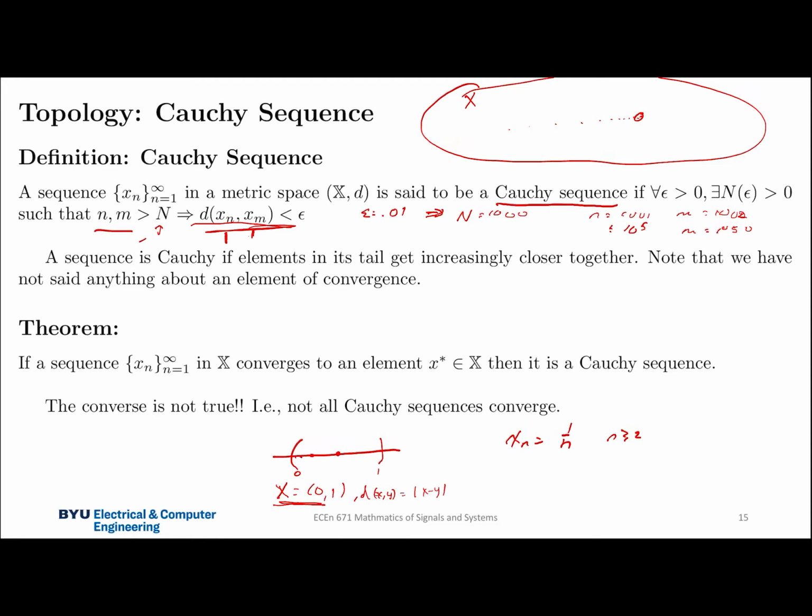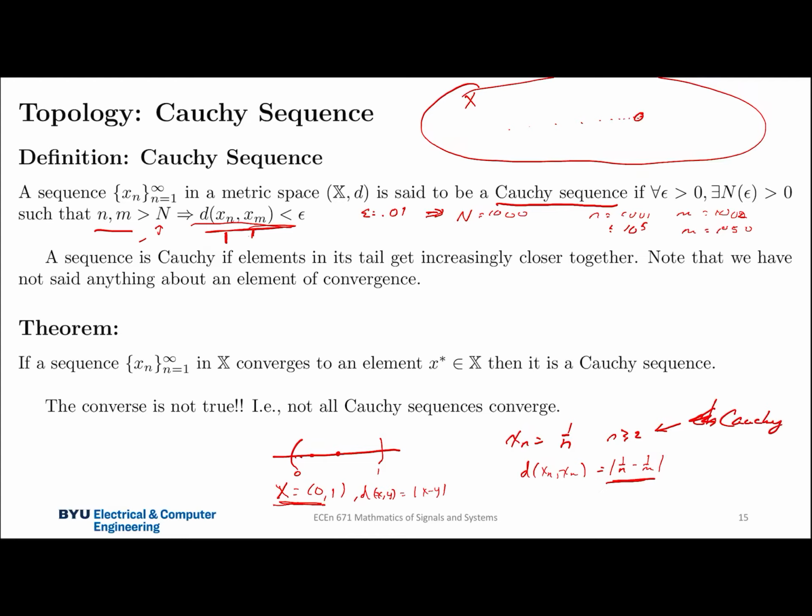And in fact, you can look at the distance between x_n and x_m, which is going to be 1 over n minus 1 over m. And for any epsilon, you can always pick an n so that these things are getting smaller and smaller. So this sequence is Cauchy. This is a Cauchy sequence.